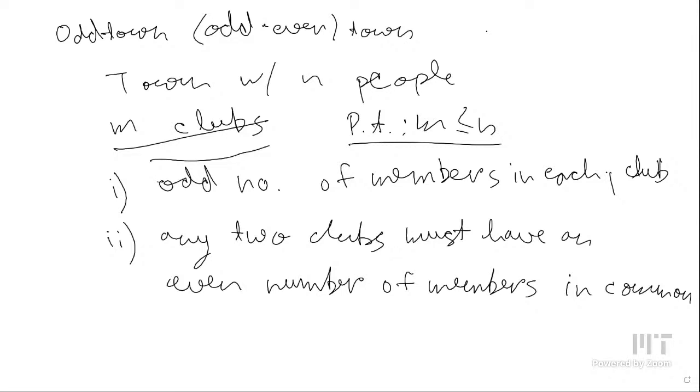We have to prove M less than or equal to N is possible and M greater than or equal to N plus 1 is not possible. This is what we have to prove, right?